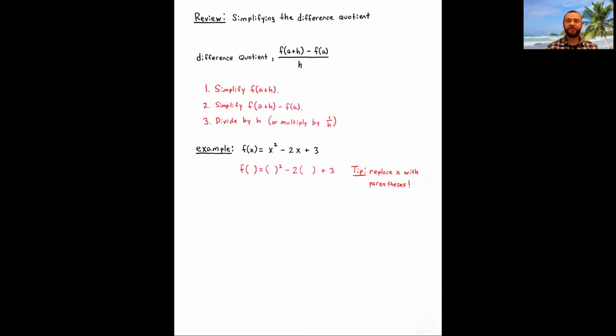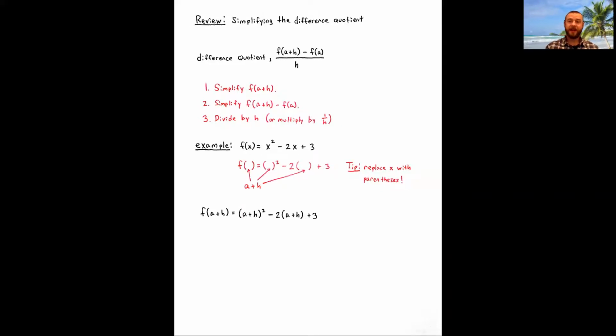Keep in mind what x represents. It's your input, a placeholder for whatever number you plug in. Now, if you rewrite your function above without x's, you have f of something equals something squared minus 2 times that something plus 3. What we have to recognize is now, when we're plugging in a plus h, we have to plug that in every place there was an x. Or here, with this tip, we're going to plug a plus h into every spot in which there are open parentheses.